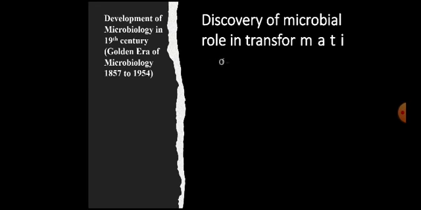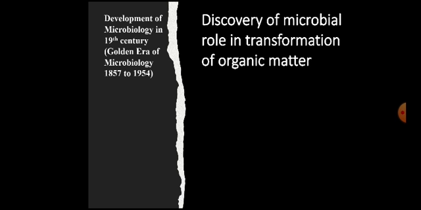Next part in the history of microbiology is the development of microbiology in the 19th century. This particular period is called the golden era of microbiology, which is from 1857 to 1954. This is called the golden era because of the major developments, discoveries, and significant inventions in the field of microbiology that took place in this period. So you need to remember this period, 1857 to 1954.